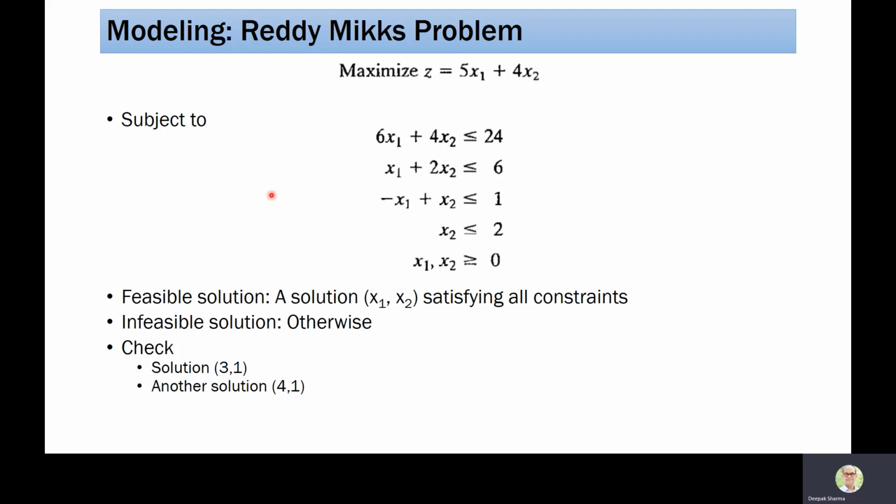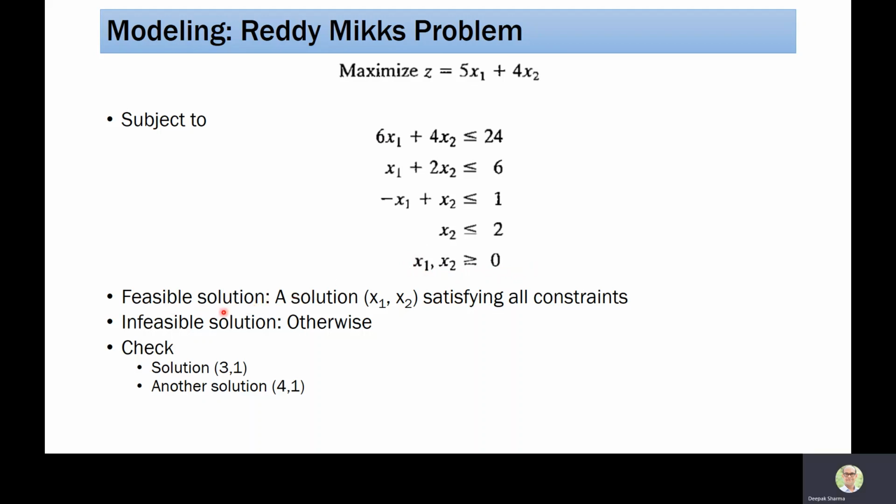If we put together all the equations now, we have maximize Z equals 5x1 plus 4x2. This is our objective function, and it is subject to various constraints: the raw material availability, the market survey, x2 smaller than or equal to 2, and both x1 and x2 greater than or equal to 0. Remember that if we are going to make anything, either we will be producing nothing or we are producing some amount. That's why we put the non-negativity condition x1, x2 greater than or equal to 0.